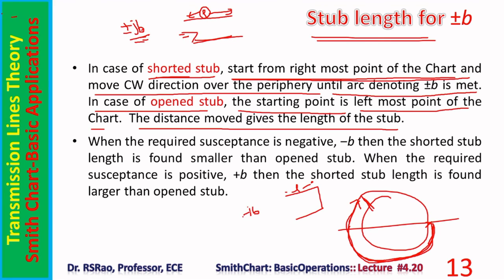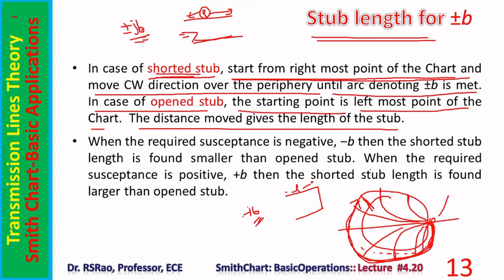Let us suppose you want minus jB. Since it is a shorted stub, the starting point is the rightmost point. You have to move until minus B is met. Here you can find arcs. For example, here is an arc associated with minus 1, and here is an arc associated with plus 1. The arcs toward the outer side are associated with numbers more than 1, while the arcs on the left side are associated with numbers less than 1. Similarly here, more than 1, and left side means less than 1. The bottom side assumes negative values, and the upper side assumes positive values.